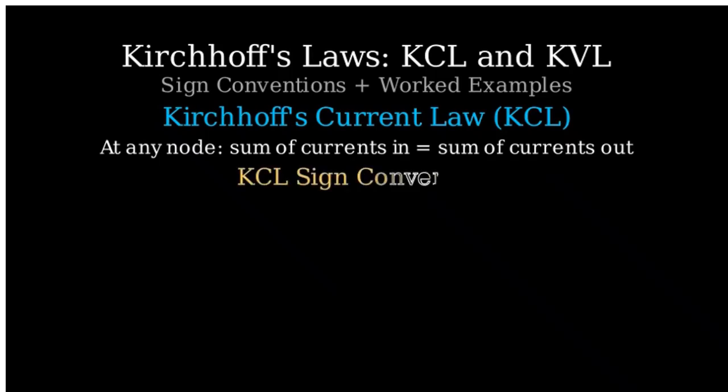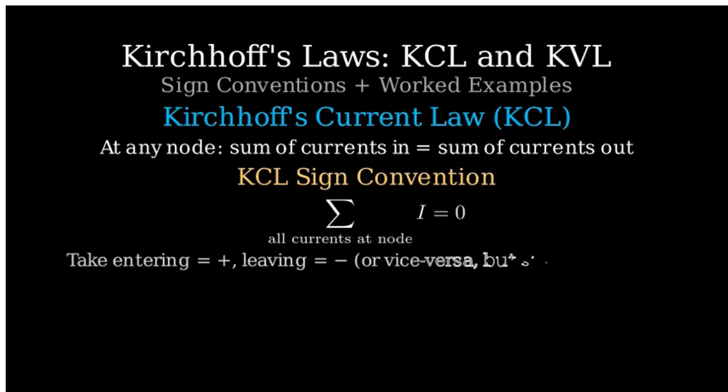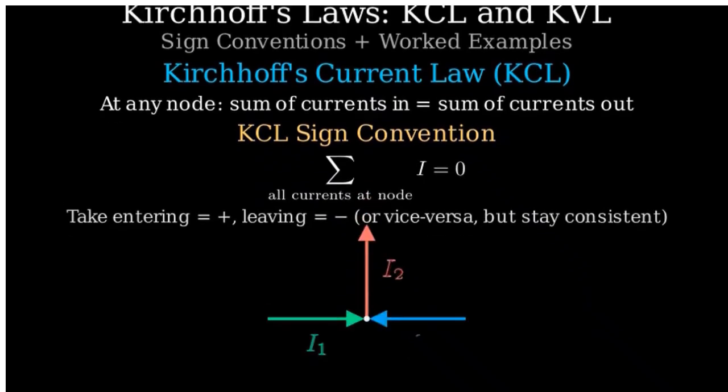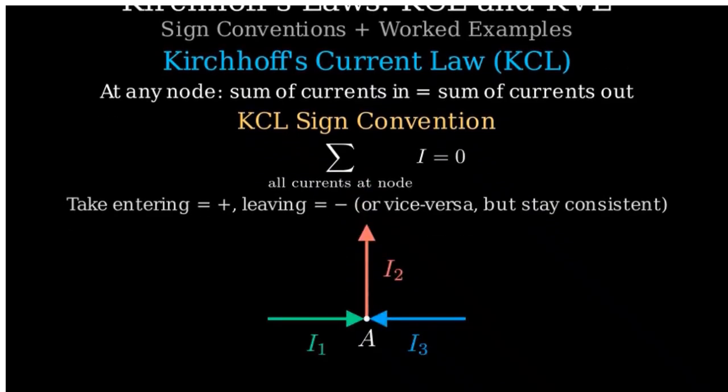Sign convention for KCL. Choose a direction for each current at the node. We will call currents entering the node positive and currents leaving negative. Then, the algebraic sum of all currents at the node equals 0. Let's draw a node and three currents to visualize KCL, and then solve a simple example. We will assume I1 enters from the left, I2 leaves upward, and I3 enters from the right.